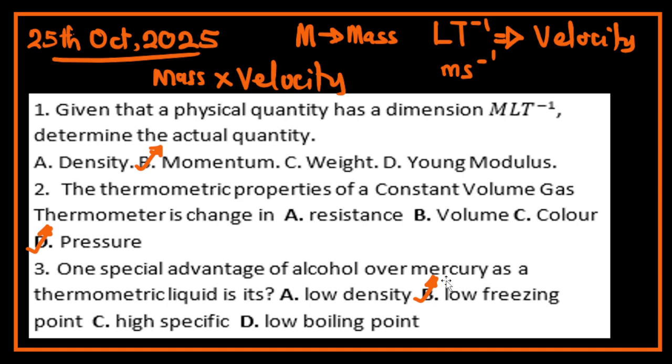So in that case, alcohol becomes a better thermometric substance than mercury if the aim is to measure a very low temperature. So the answer there is low freezing point. Now let's look at the next question.